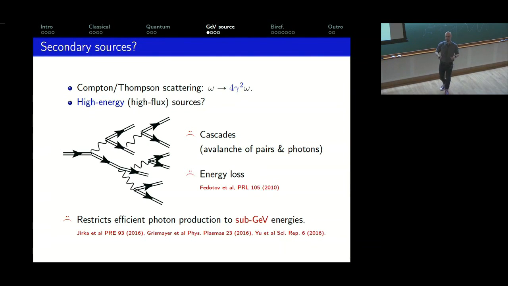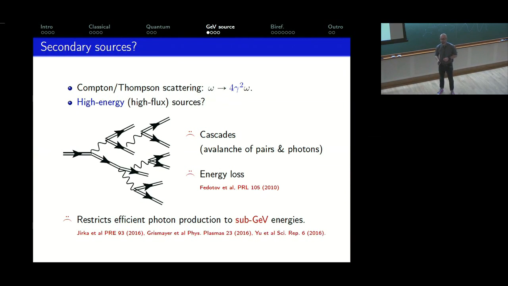So people have looked at this. This has been a very popular topic over the past few years. But the consensus seems to be that the presence of cascades and energy losses limits the efficient production of photons by this mechanism, by laser matter interactions, to sub-GeV energies. Maybe you want sub-GeV energies, then you're fine. Maybe you want to go higher, do really exotic quark nuclear physics with very high energy photons. Well, then you want a higher energy source.